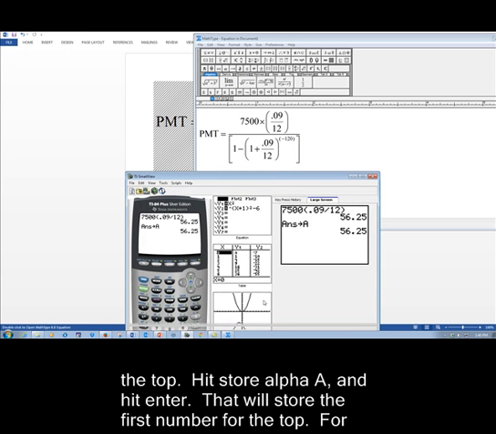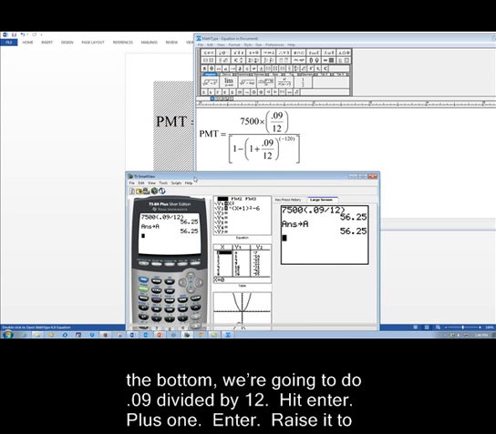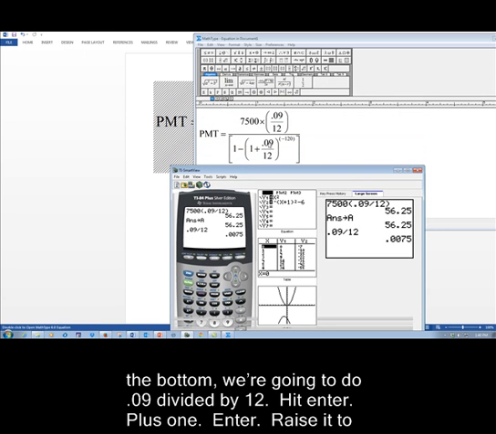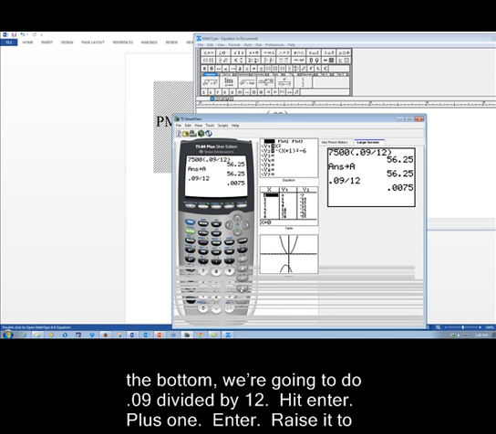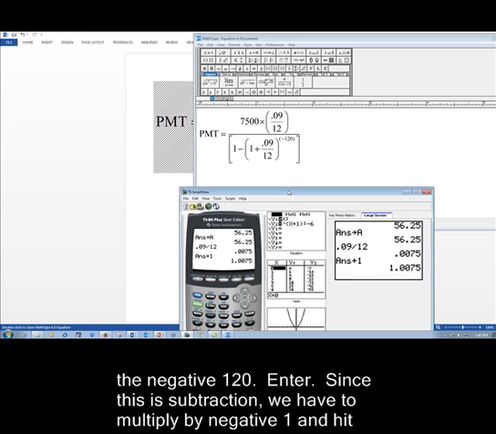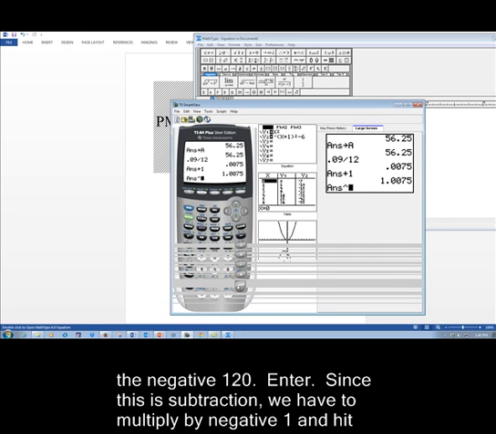For the bottom, we're going to do 0.09 divided by 12. We're going to hit enter. So slide this down so you can see. 0.09 divided by 12. And then I'm going to hit plus 1. So plus 1, enter. And then we're going to raise it to the negative 120. So raise it, negative 120, enter.